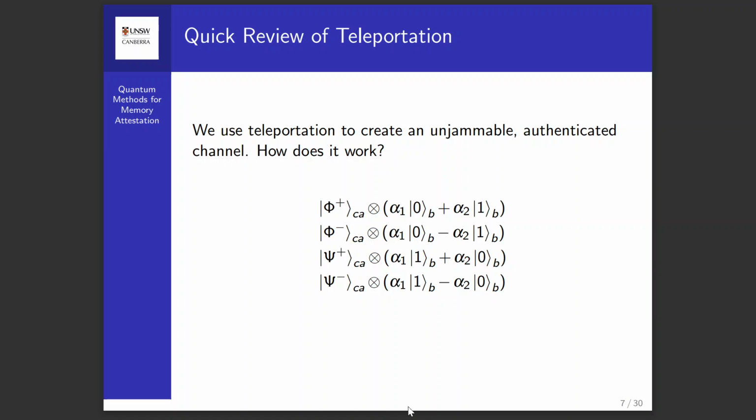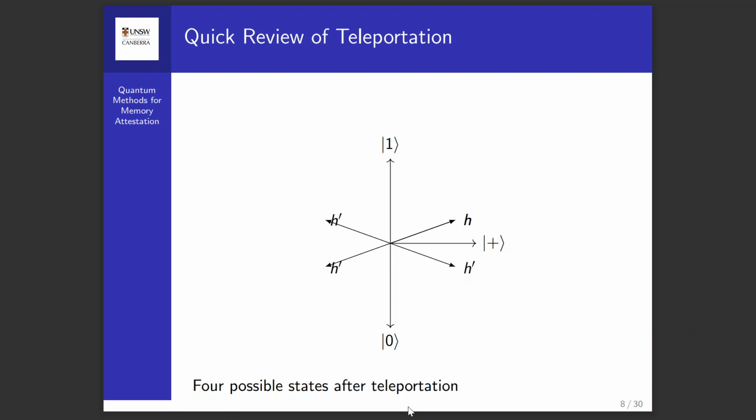And then after I teleport it, I end up in one of these 4 states. Let me try and be a little bit more clear on what I mean by that. So if this is the qubit I wanted to send, when I teleport it to you, which again instantly happens, in an unjammable, untouchable way, it's going to end up in one of these 4 states. And if you don't know which one it is, in expectation, the information you're getting out of this is 0, because they're all sort of orthogonal to each other.